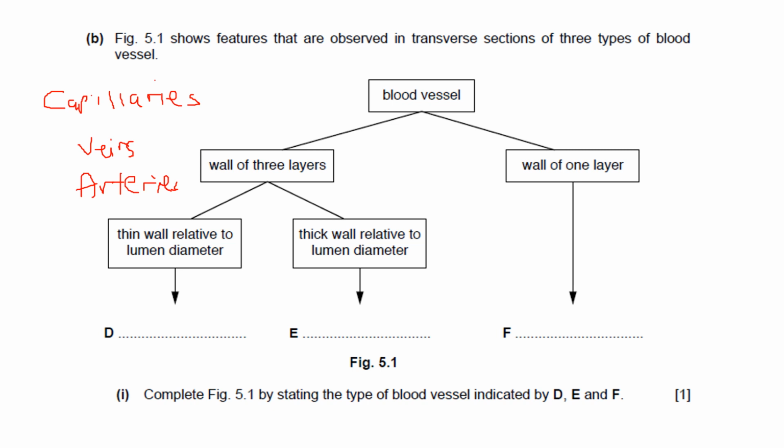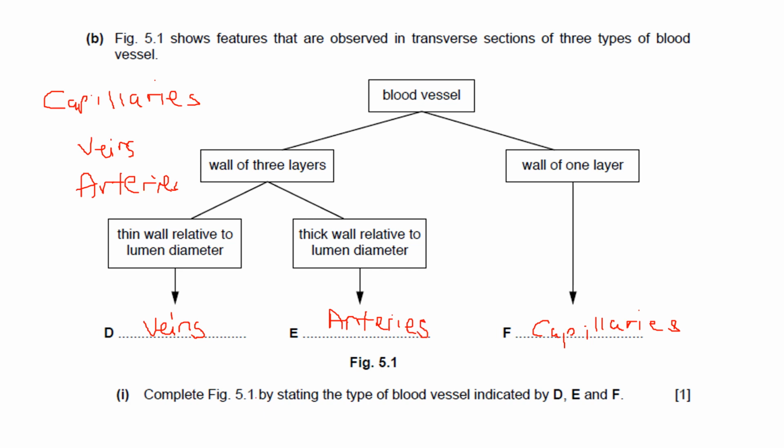So there it says blood vessel, wall of 3 layers, wall of 1 layer. This becomes quite easy. If it's just a 1-layered wall, you know that means the wall is quite thin, and the one with the thinnest wall is the capillaries. And then it says wall of 3 layers, but then it splits that into 2. Thin wall due to lumen diameter, that has to be the veins. The veins have a thinner wall than the arteries because the veins transport blood at lower pressure than the arteries do. And so this is the arteries.